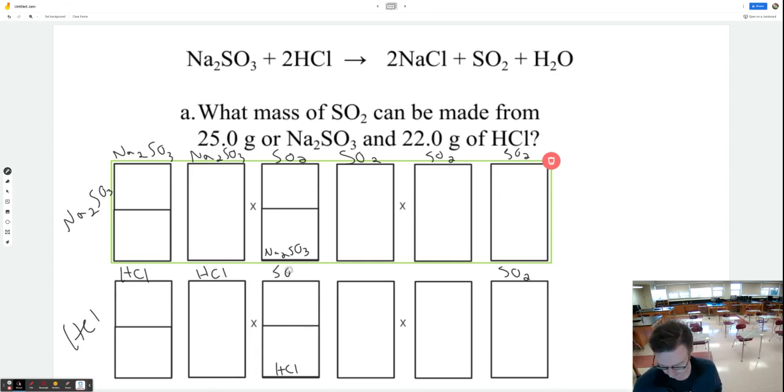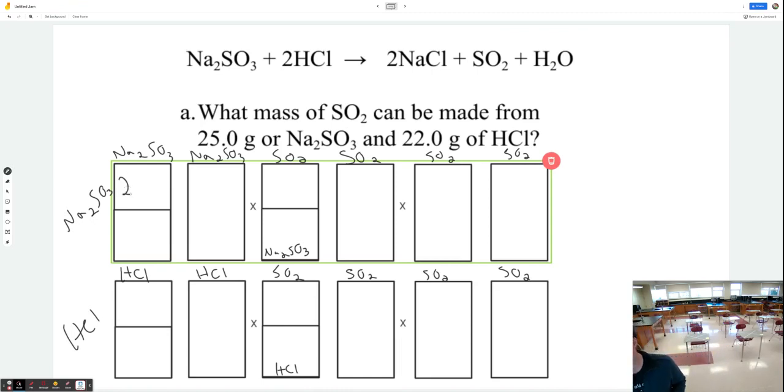And this is SO2. So we're doing a mass-to-mass stoichiometry problem twice. Same product, two different reactants. Okay? And then we'll figure out which reactant gives us the smaller amount of product. That will determine our theoretical yield. So let's take a look.